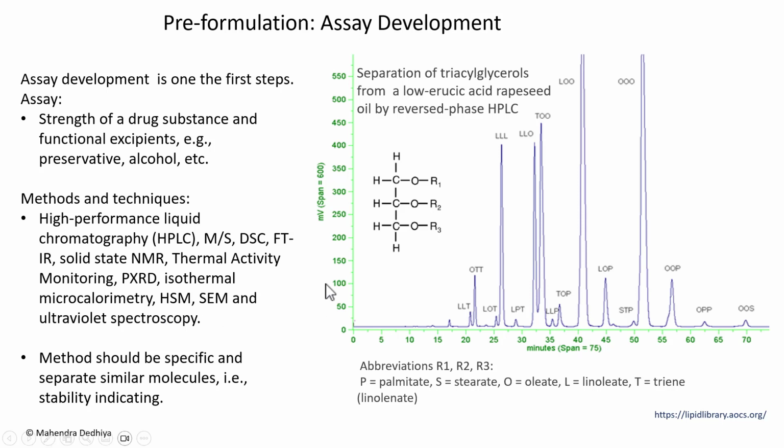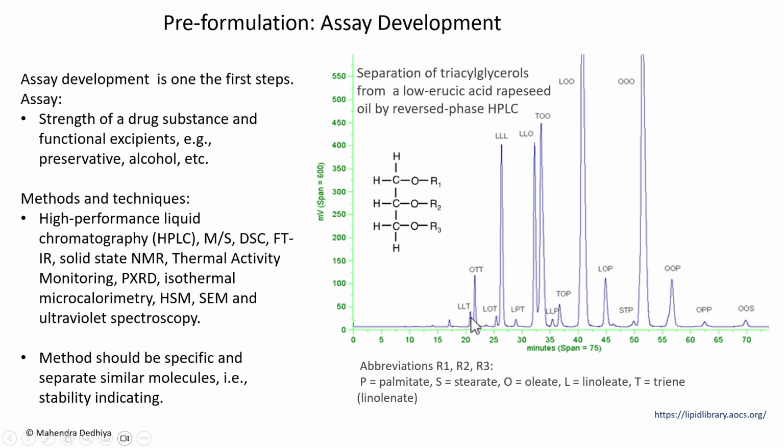Here's an example. Here's the method, reverse phase HPLC, used to separate triacylglycerols that are contained in rapeseed oil. The molecular structure of triacylglycerols is shown here with groups R1, R2, and R3. R1, R2, and R3 can be either palmitate, stearate, oleate, linoleate, or trienoate. And the method here shows the separation of triglycerols from LLT, that means linoleate, and triene.